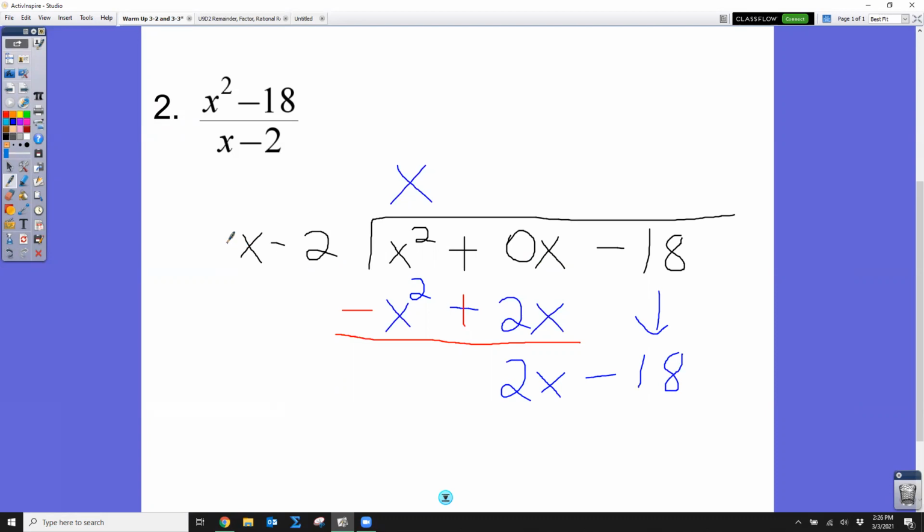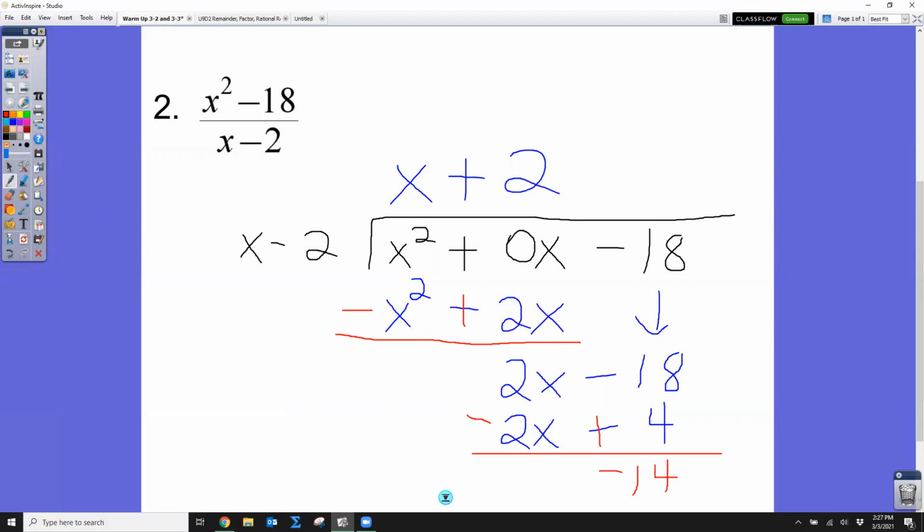All right, then we say, well, 2 times x would give us 2x, so that's a positive 2. We'll distribute that 2 back over here, so 2 times x is 2x. And 2 times negative 2 is negative 4. Remember, we'll go back and we'll change everything, because since we're subtracting, we'll change the signs. This 2x is now a negative 2x. And that 4 now becomes a plus. So there's 2x and negative 2x is 0. So we're left with a remainder of negative 14.